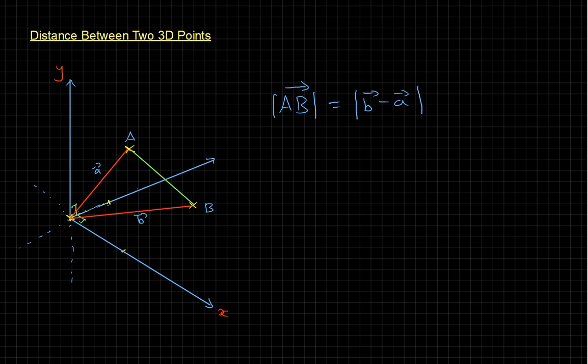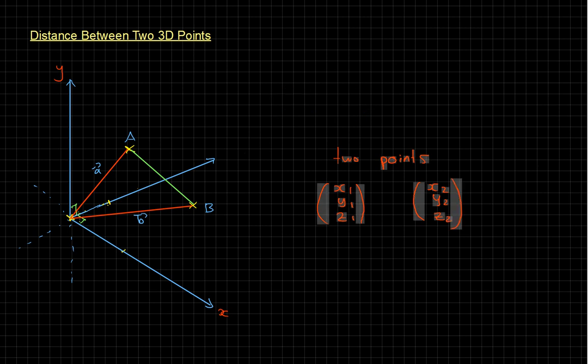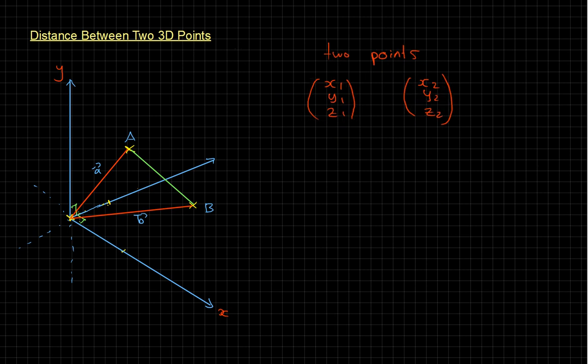Okay. How does that translate then into a formula? Let's say I've got 2 points in 3D space. Let's call them x1, y1, z1. That's my first one. That's effectively my A point. And then x2, y2, z2. That's effectively my B point.